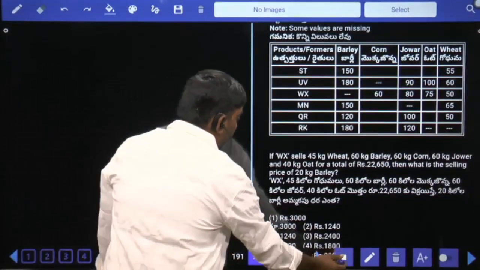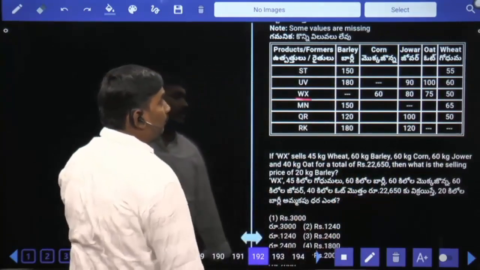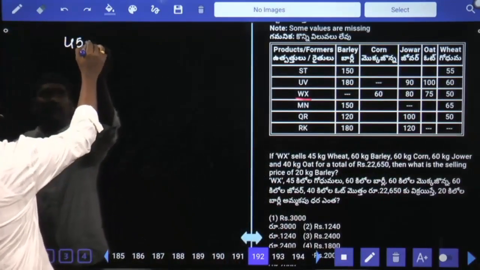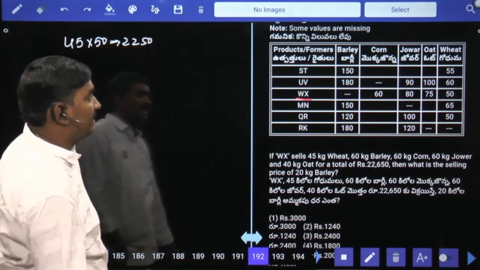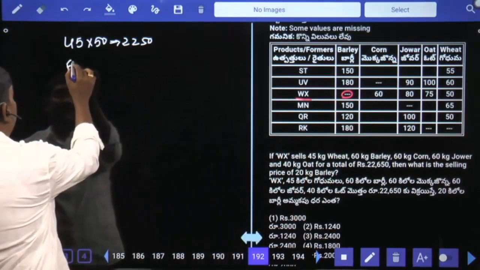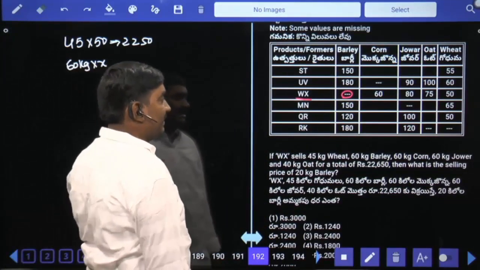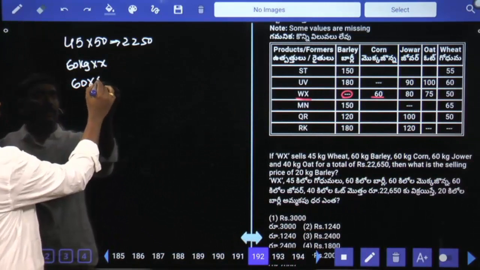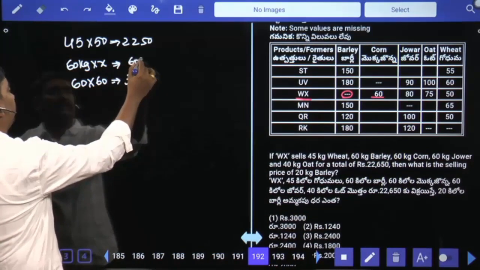If WX sells 45 kg of wheat, wheat cost is 50 rupees, so 45 into 50, 2250 rupees. 60 kg of barley, barley cost I don't know, take it as X rupees. 60 kg of corn, corn cost is 60 rupees per kg, total 60 kg of corn means 3600. This is 60x.